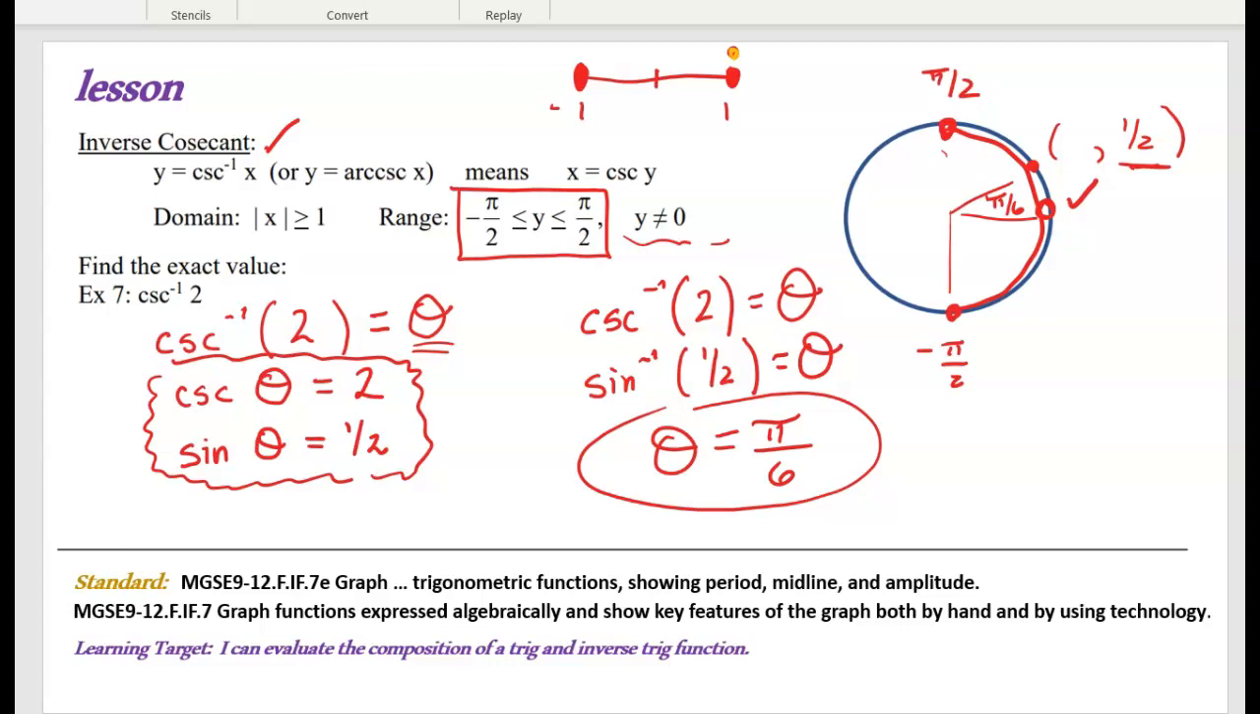What's the reciprocal of -1? It's -1. But as I get closer to 0, what's the reciprocal of 1/2? It's 2. What's the reciprocal of 1/3? It's 3. What's the reciprocal of 1/4? It's 4. So here's what that means.